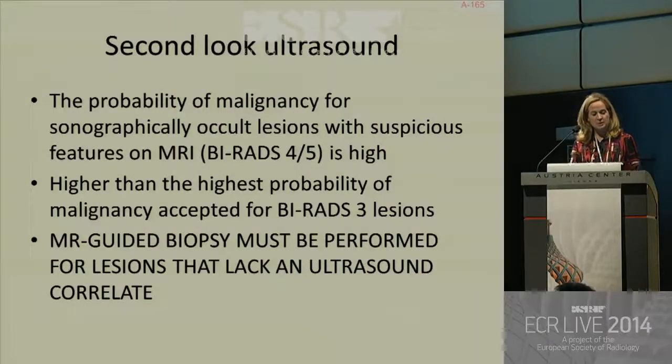So what about lesions that we don't see an ultrasound correlate of? Well, the probability of malignancy for sonographically occult lesions with suspicious features on MR, BI-RADS 4 or 5 lesions, is high, between 20 to 25% in the literature. And this is higher than the highest probability of malignancy accepted for BI-RADS 3 lesions. So MR-guided biopsy must be performed for lesions that lack an ultrasound correlate.